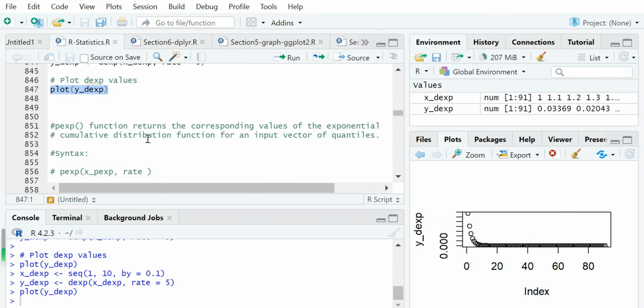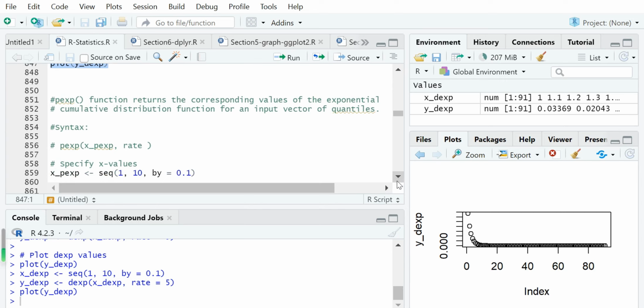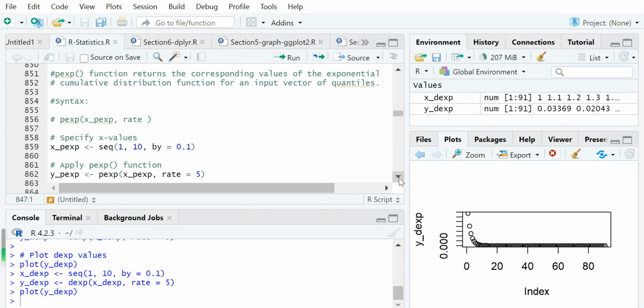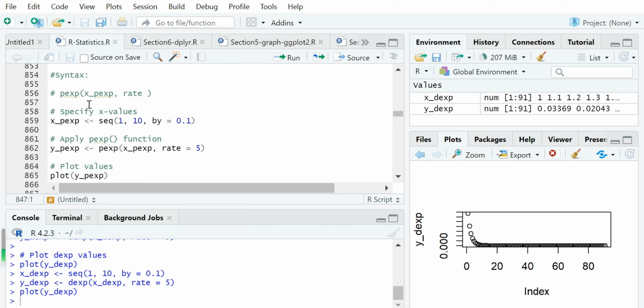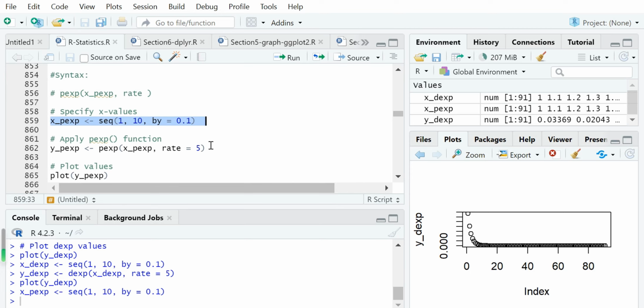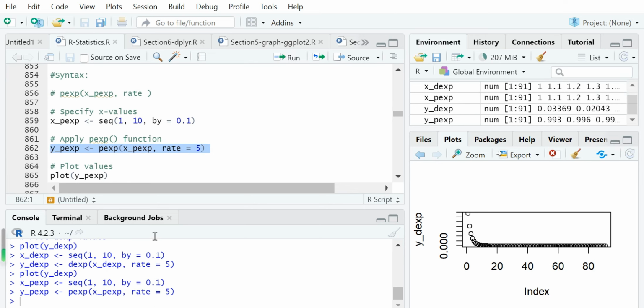The next function, pexp, will return the corresponding value of the exponential cumulative distribution function, which means it will calculate the cumulative probability of this random variable. The syntax is pexp with the random variable and the rate. We create the same vector for the random variable x, then calculate the cumulative probability using pexp for this vector with the rate equal to 5. Then we plot this cumulative curve.